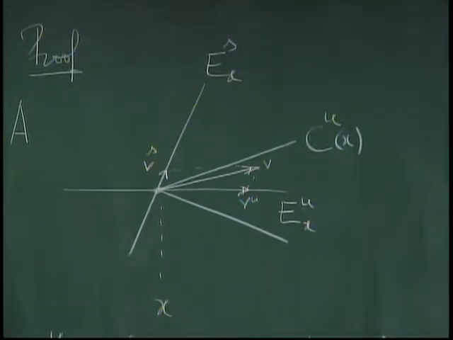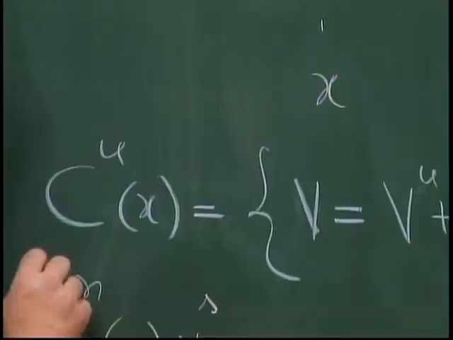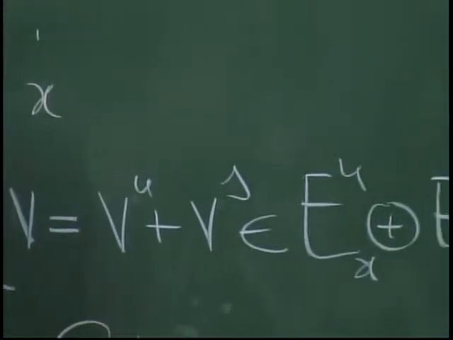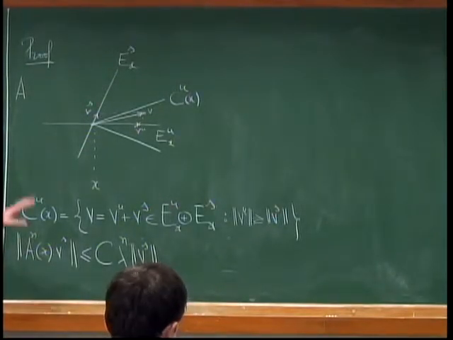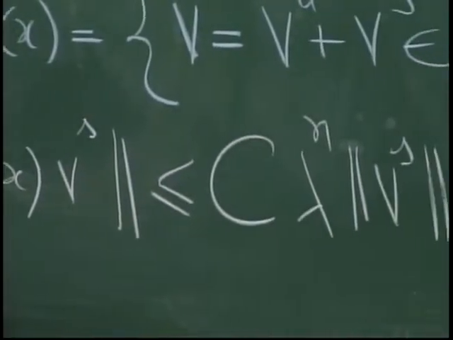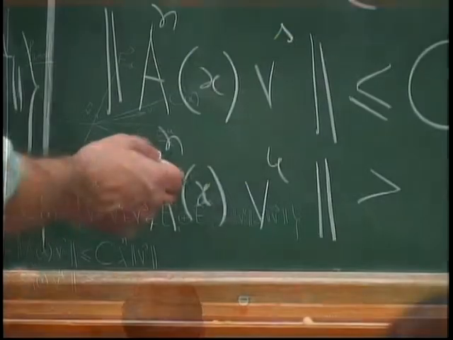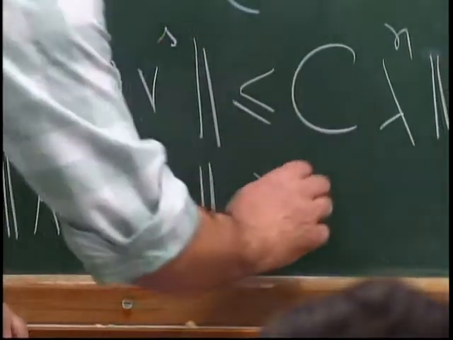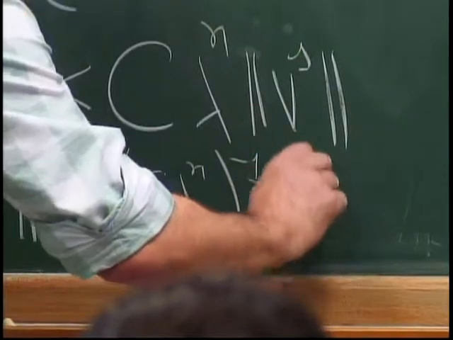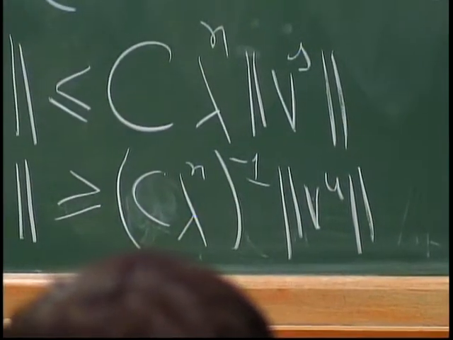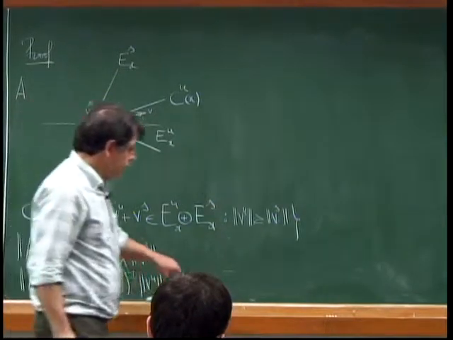Now, we know that A^n_x of v_s is smaller than C lambda^n times the norm of v_s, because this is part of the definition of hyperbolicity, for every n and every x. And we also know that A^n_x of v_u is bigger, it's the other way around, so it's bigger than C lambda^n inverse times v_u. It's perhaps easier to understand this if you move this factor to the other side. When you talk about the unstable, you have to reverse time.